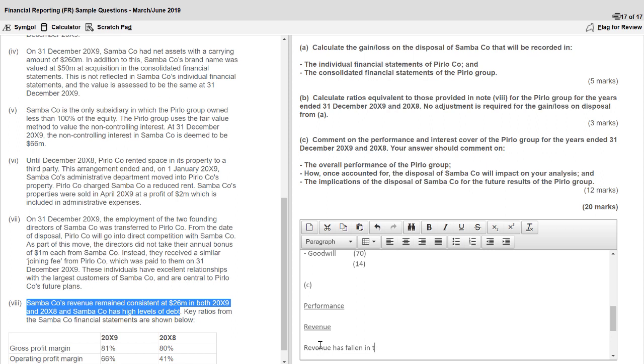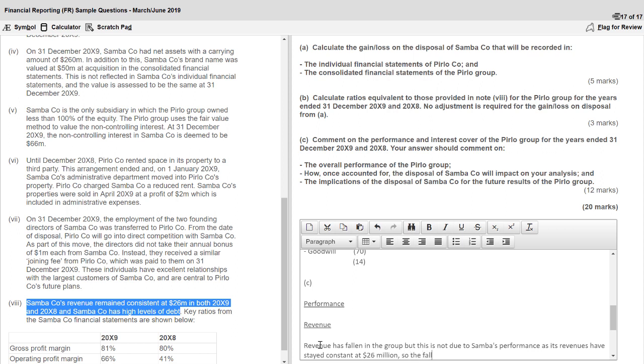Let's say in the group, but this is not due to Samba's performance, as its revenues have stayed constant at $26 million.